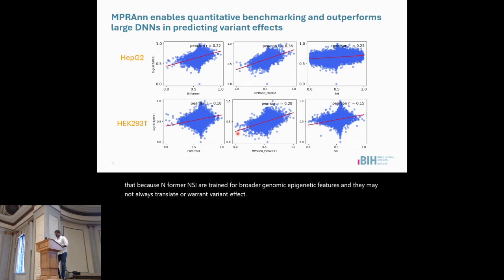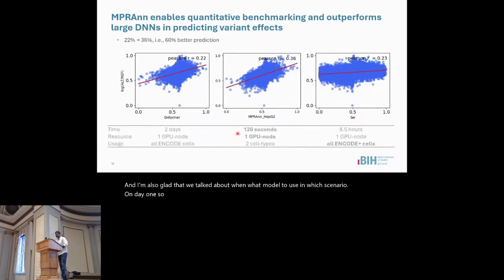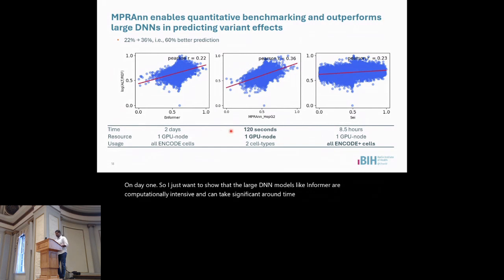And I'm also glad that we talked about what model to use in which scenario on day one. So I just want to show that the large DNN models like Informer are computationally intensive and can take significant runtime, whereas smaller models can actually do it much faster, but are also limited in usage. You can only predict for the cell types they are trained on. And this trade-off between speed and usage is important to consider when selecting a model, at least for this task, which is predicting variant effect.